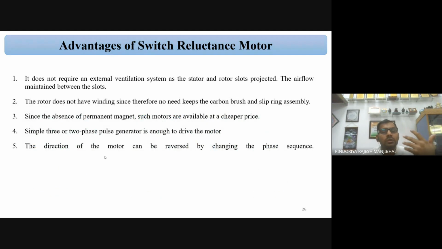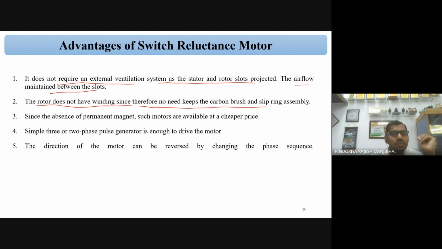So what are the advantages of the switched reluctance motor? It does not require any external ventilation system, as the stator and rotor slots are projected. So by default, ventilation is available in the switched reluctance motor, and the airflow is maintained between the slots. The rotor does not have winding, therefore there is no need for carbon brushes and slip rings to collect the current.